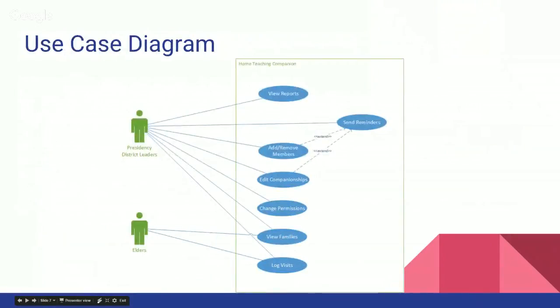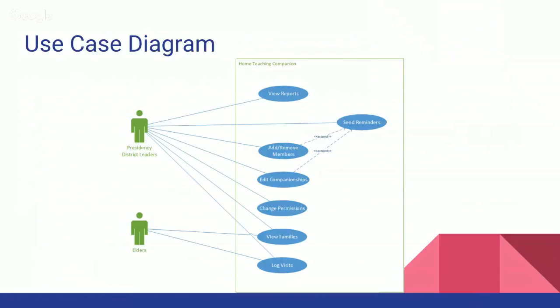Our use case diagram is as follows. There are basically two users for the system. You have the presidency and the stake leader, or the district leaders, and then on top of that you have the elders. The presidency and district leaders will be able to manage the system entirely, from viewing reports, adding and removing members and companionships, changing permissions, as well as viewing the families and visits that are logged from the elders.